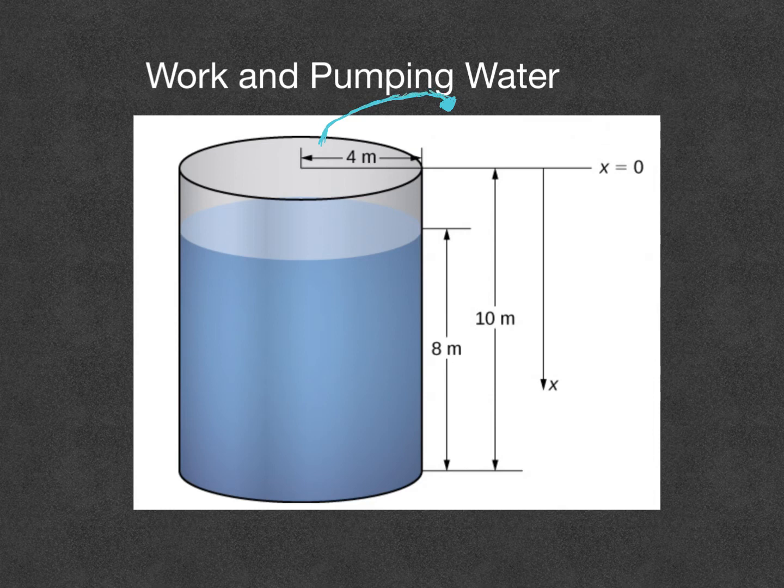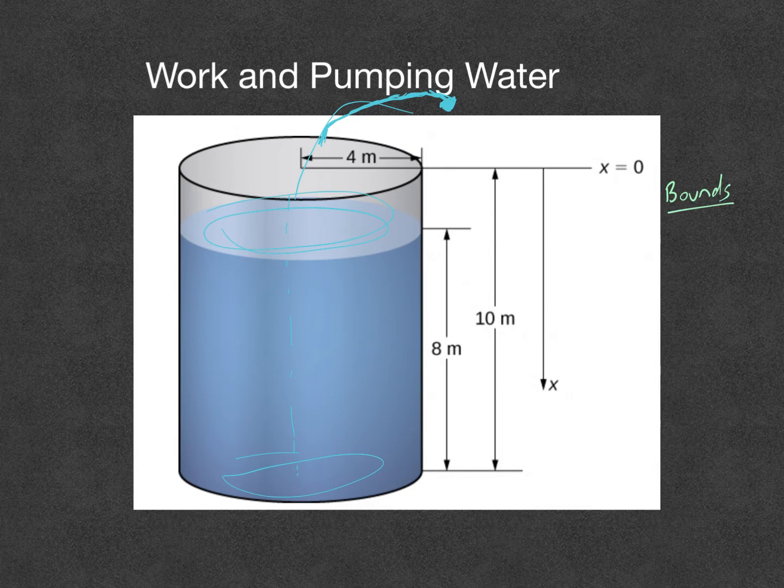And the reason that our force is variable here is because the amount of work to bring this top layer of water out of the tank is less than the amount of work to bring the bottom layer of water out of the tank, because it has to travel a much greater distance. So the first thing that we can figure out without too much difficulty, I hope, are the bounds for our integral, all right?